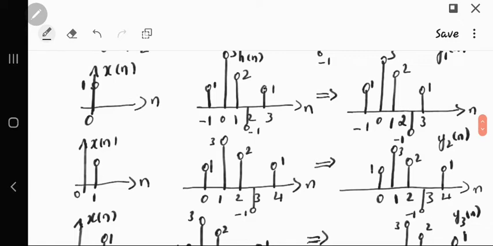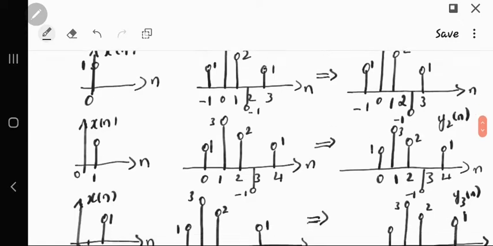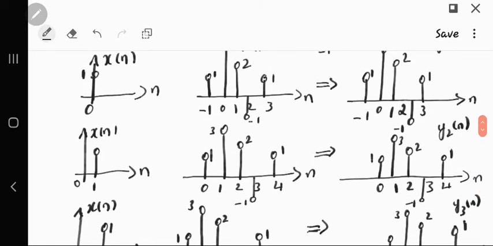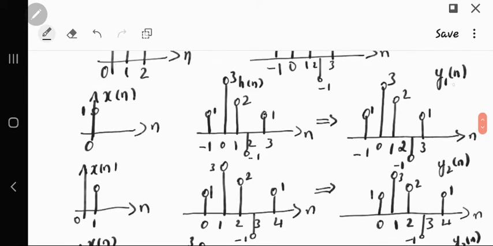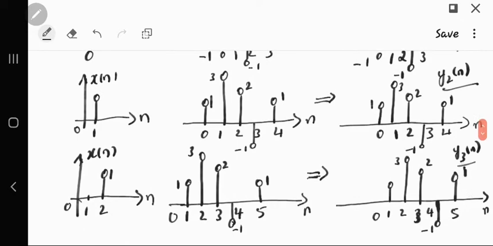So you have to choose whether to go for x of n convolved with h of n, or h of n convolved with x of n, by looking at the signals. So always try to keep the one with fewer samples as the static one, and the one with more samples as the time-shifting one. Now we have to add these three signals, y1 of n, y2 of n, and y3 of n, to get the final output y of n.